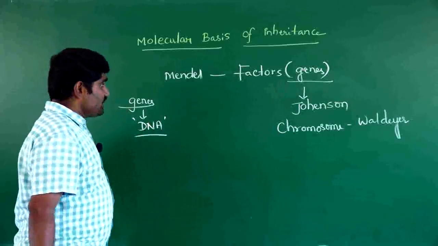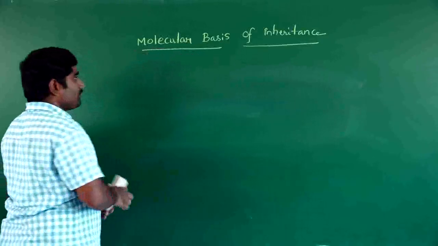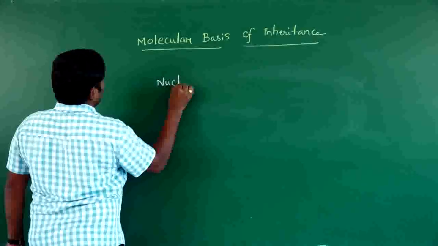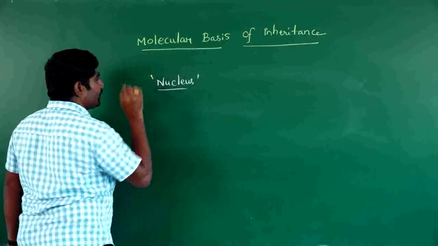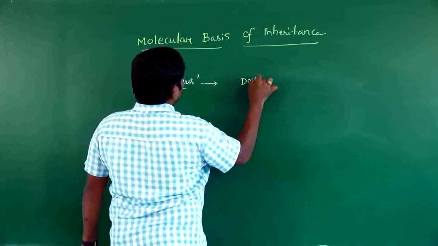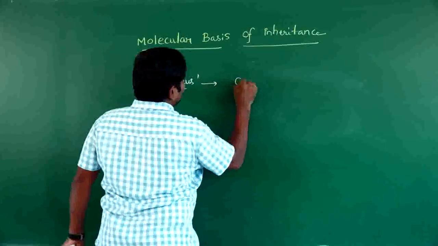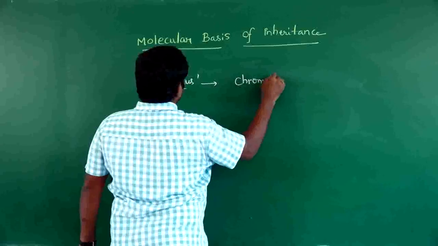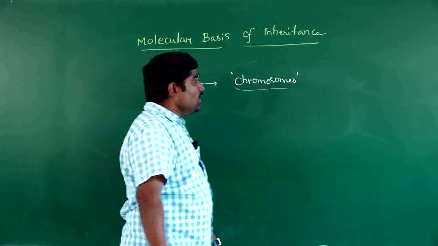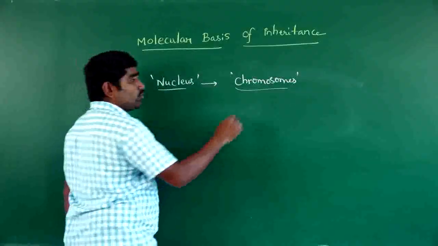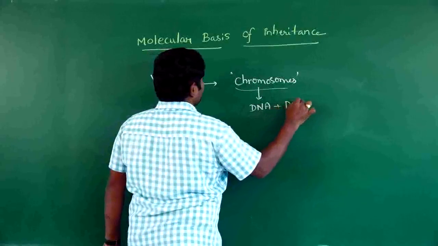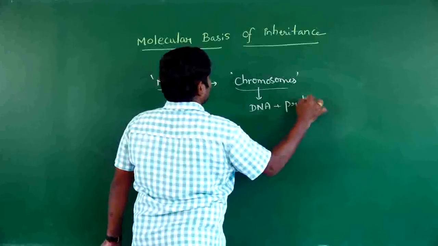So this is a gene. Next, where is the DNA present? DNA is present in the nucleus. Inside the nucleus, the genetic material, DNA, is present in rod-like structures called chromosomes. Chromosomes are made up of DNA plus some proteins called histone proteins.